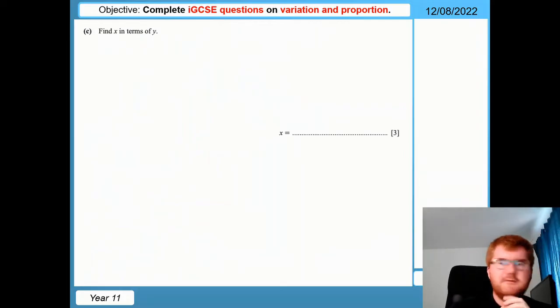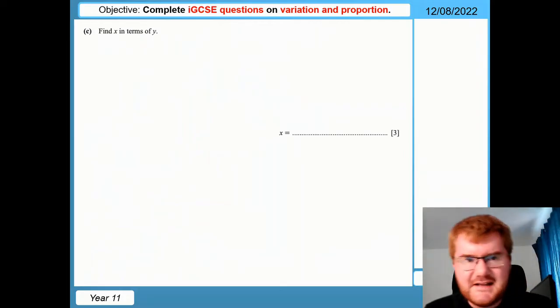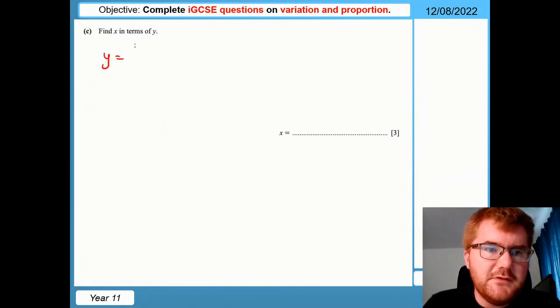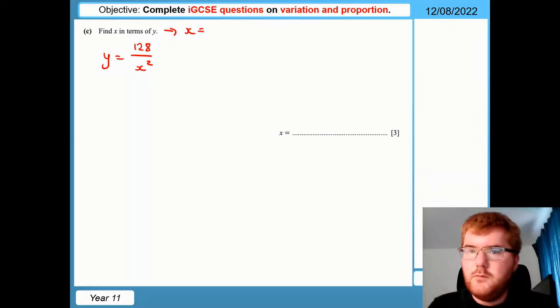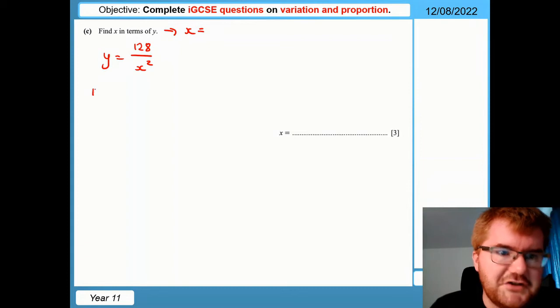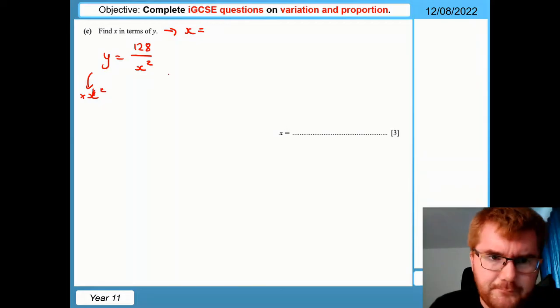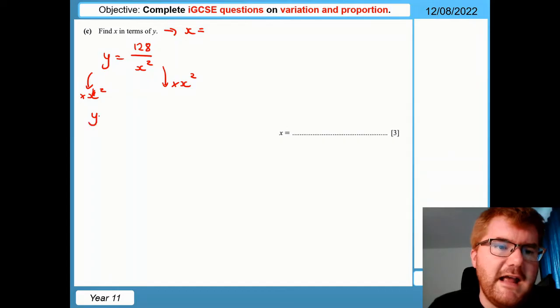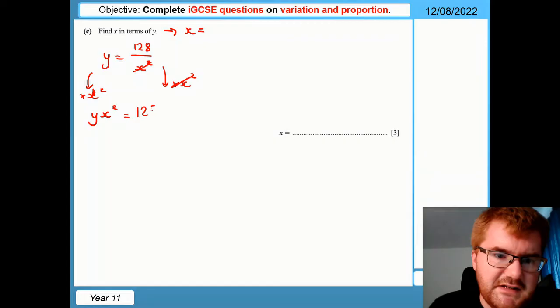Now, the last question, again, typical to something that we looked at before, find x in terms of y. So we take our formula from before, so y is equal to 128 over x squared, and we want to make it so x equals something. Now, the way I did it before, and it's exactly the same approach here, is I'm going to flip over the equation. Actually, no, I'm not going to flip over the equation this time. I'm going to still multiply by x squared on both sides, get rid of the fraction, so still approach it in the same way. That then gives me yx squared is equal to, well, this cancels, 128.